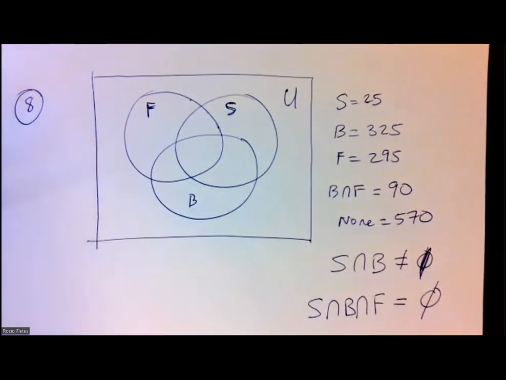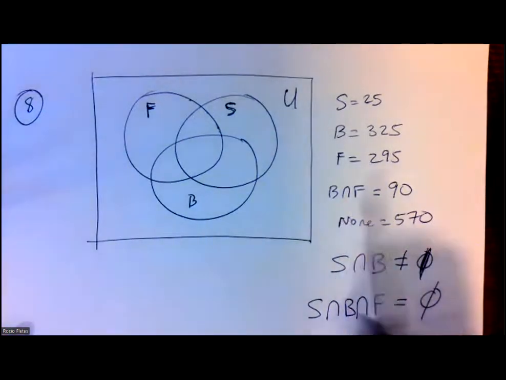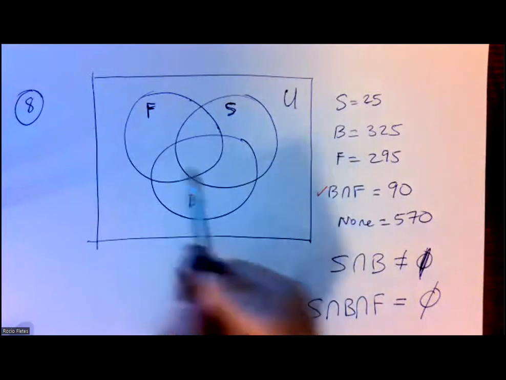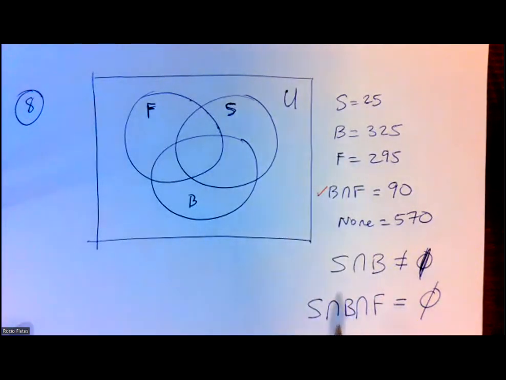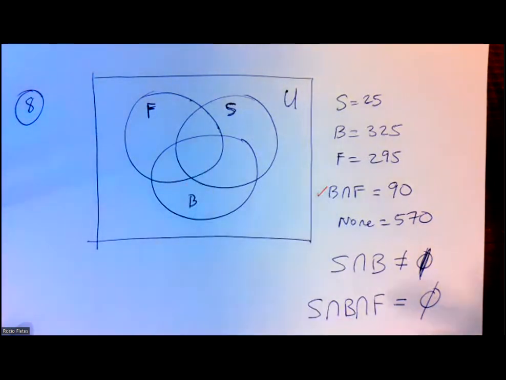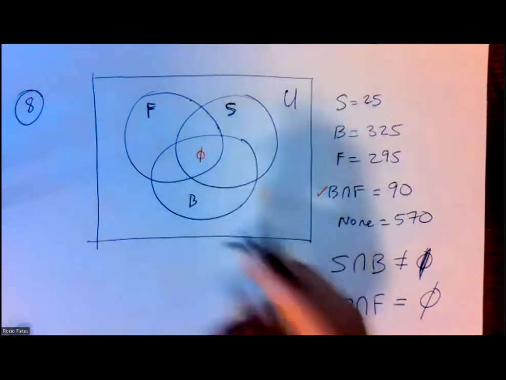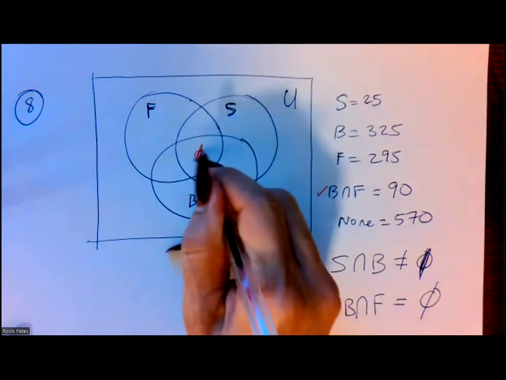Okay, so let's see. What do I know? I know that B and F equals 90. But before I go to B and F, what about this? Remember, we always start at the center. We know there's nothing here, so I'm just going to put empty. Remember, this is the symbol for the empty set. We talked about this.